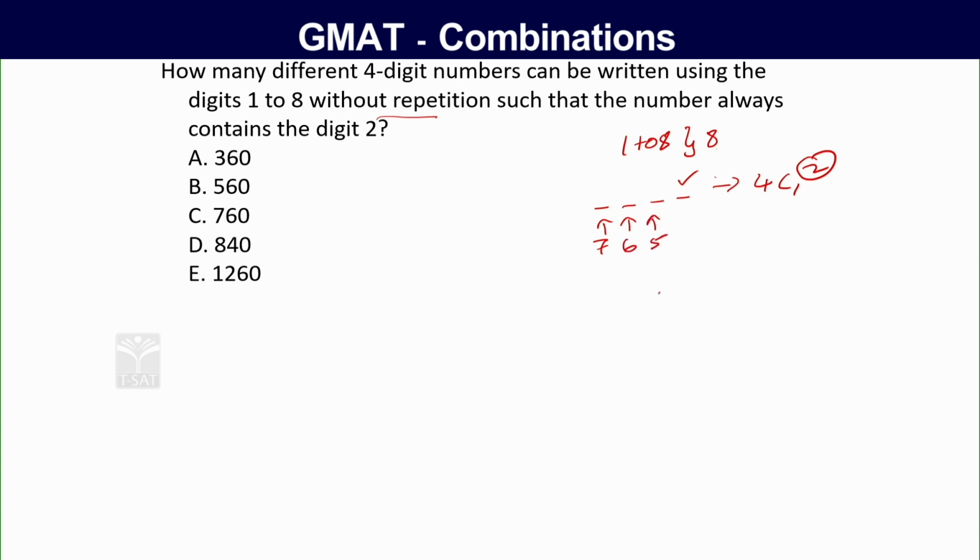So the total number of ways that you can have this number with 2 is selected in 4C1 ways. Where will it be? Then you can fill the remaining 3 digits in 7 into 6 into 5 ways. 7 4s are 28, 4C1 is nothing but 4, 6 5s are 30, 3 8s are 24, 3 2 6 7 8, 840 comes out as option D. Your answer is option D.